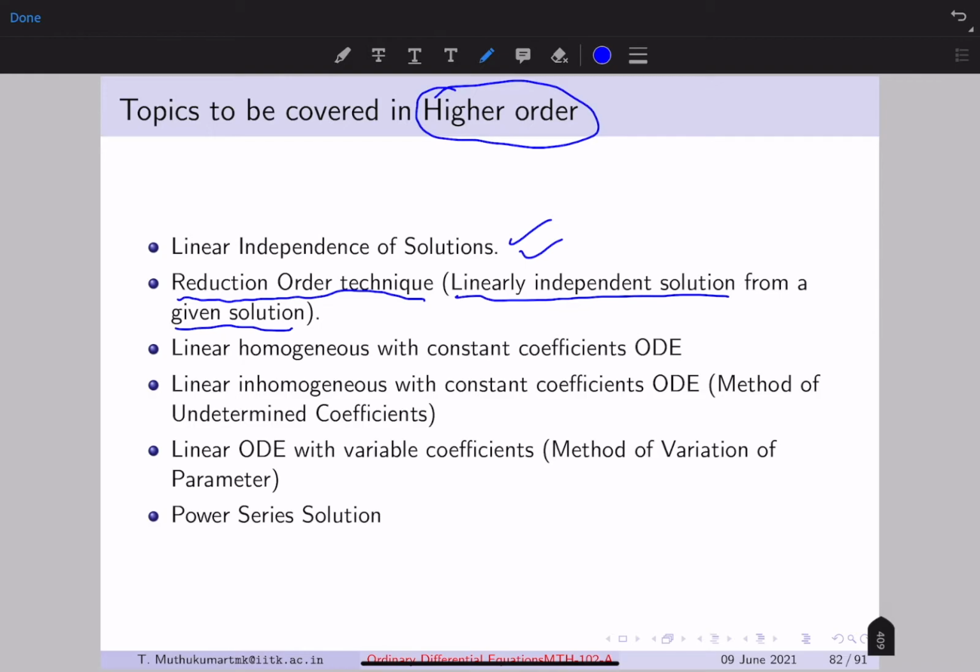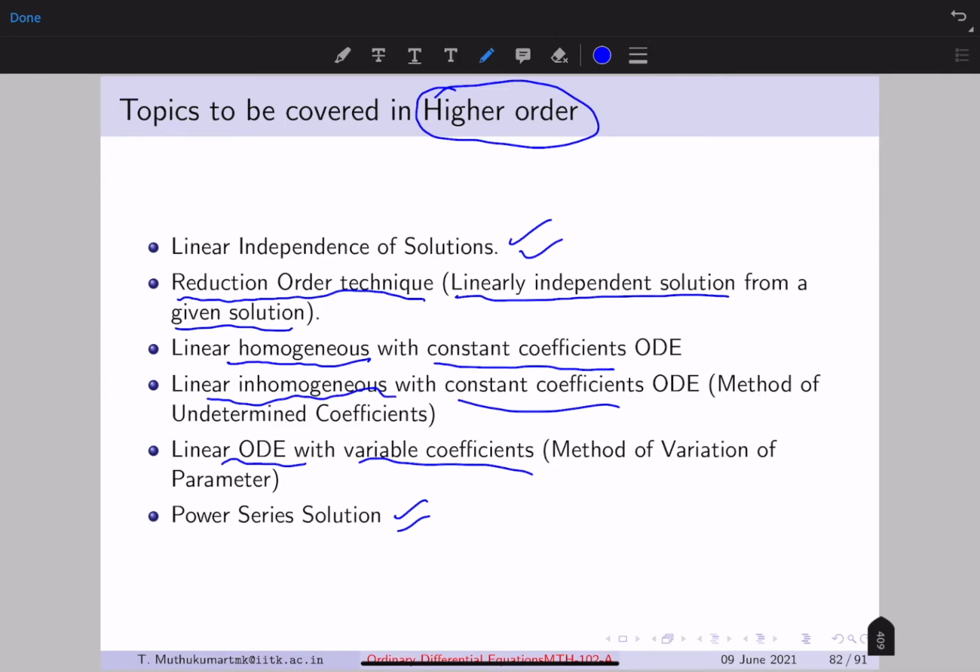Then we will look at linear homogeneous differential equations with constant coefficients. Then we will look at linear inhomogeneous equations with constant coefficients, and then we will look at linear differential equations with variable coefficients, and then the method of power series solutions. Okay, so all these topics will deal with various different types of higher order differential equations.